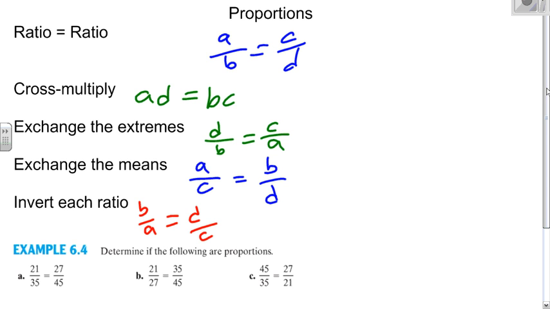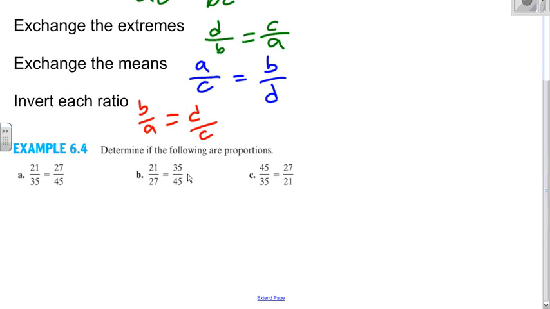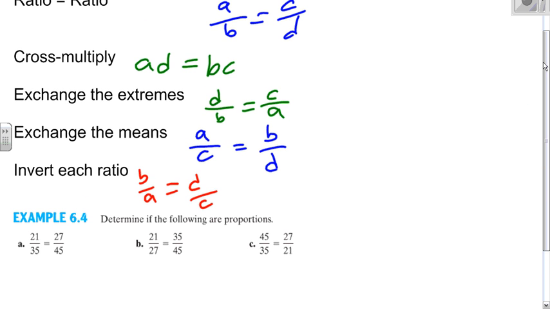So to determine if something is a proportion, it just has to be true. So we could check any of these things to see if it would make it be true. Or simpler to figure out. I think the easiest is just to cross multiply and see if the products are equal. But sometimes it can be easier.